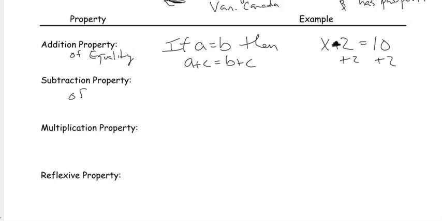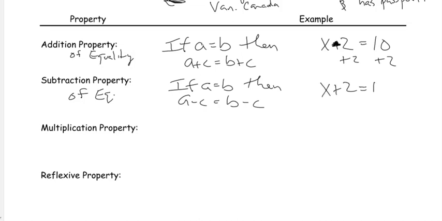Subtraction property of equality. What that says is if A equals B, and we know that's true, then A minus C equals B minus C. AKA, you can subtract anything you want from one side as long as you subtract it from the other. If we had x plus 2 equals 10, I could subtract 2 from that side as long as I subtract 2 from that side.